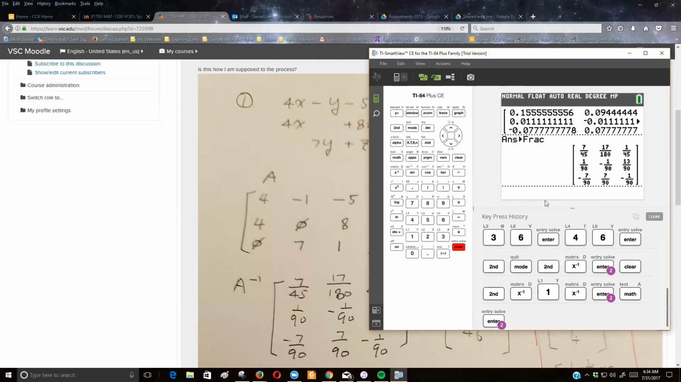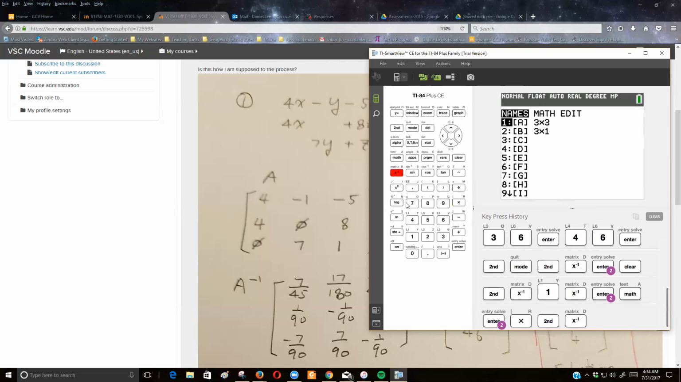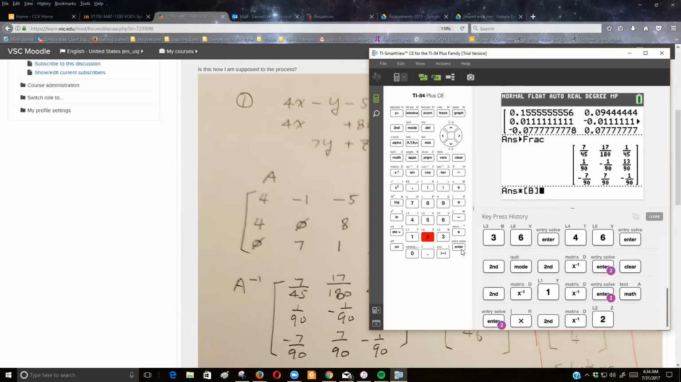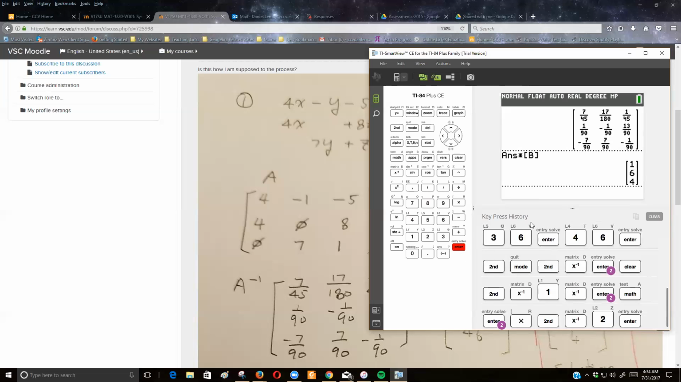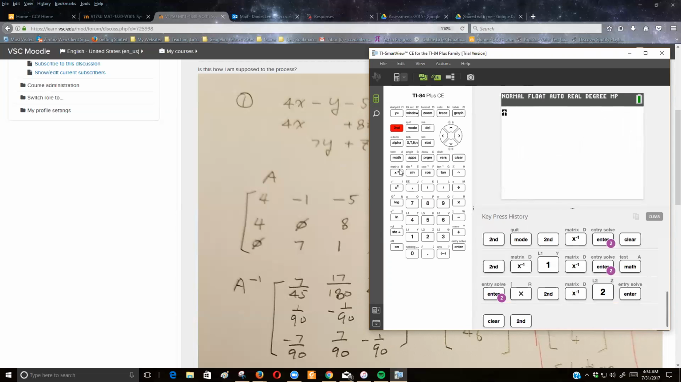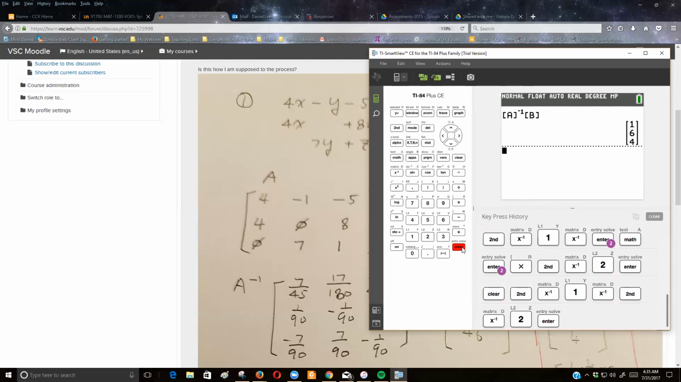Now, then to solve this matrix, maybe I should finish doing that. I could at this point just go times, then do second matrix B, because it's the inverse of A times B. And there's the solution. Now, normally I wouldn't have that as my last calculated answer. So what I would do is second matrix 1, hit the inverse key, and then do second matrix 2 to get the constant matrix in there. And there's the solution. We should write that as an ordered triple.